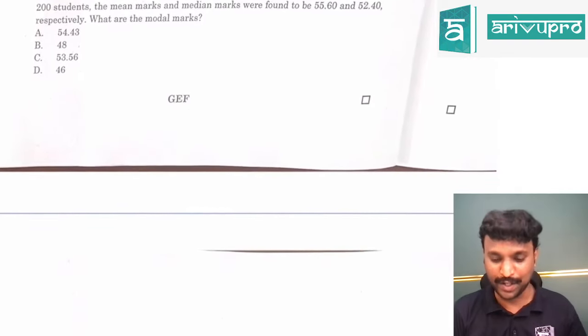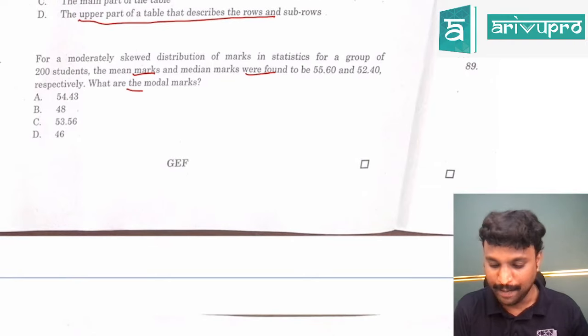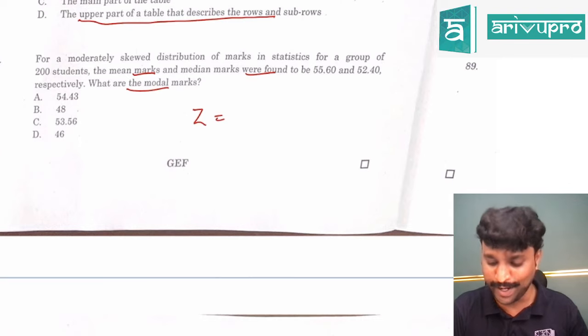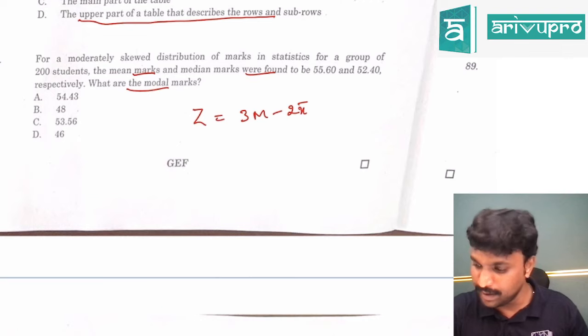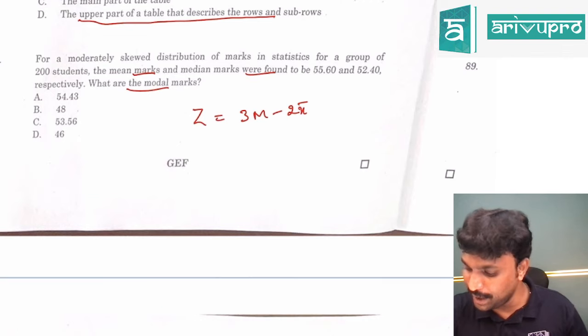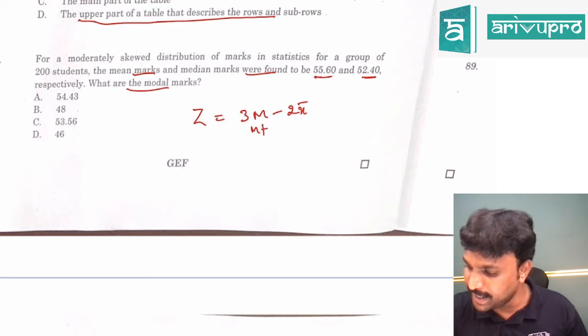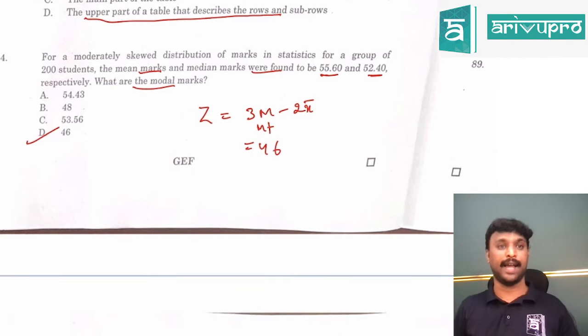Okay, 84th question. Guys, they have given mean and median. They have asked you to find what? Mode. So what's the relationship between mean, median, mode for a moderately skewed distribution? Mode is 3 median minus 2 mean. Guys, 3 into median. 3 into what is median? 52.4. 3 into 52.4 M plus, because it is positive, 2 into mean. What is mean? 55.6. 2 into 55.6 M minus MRC. So it is 46. So option D is the right answer.